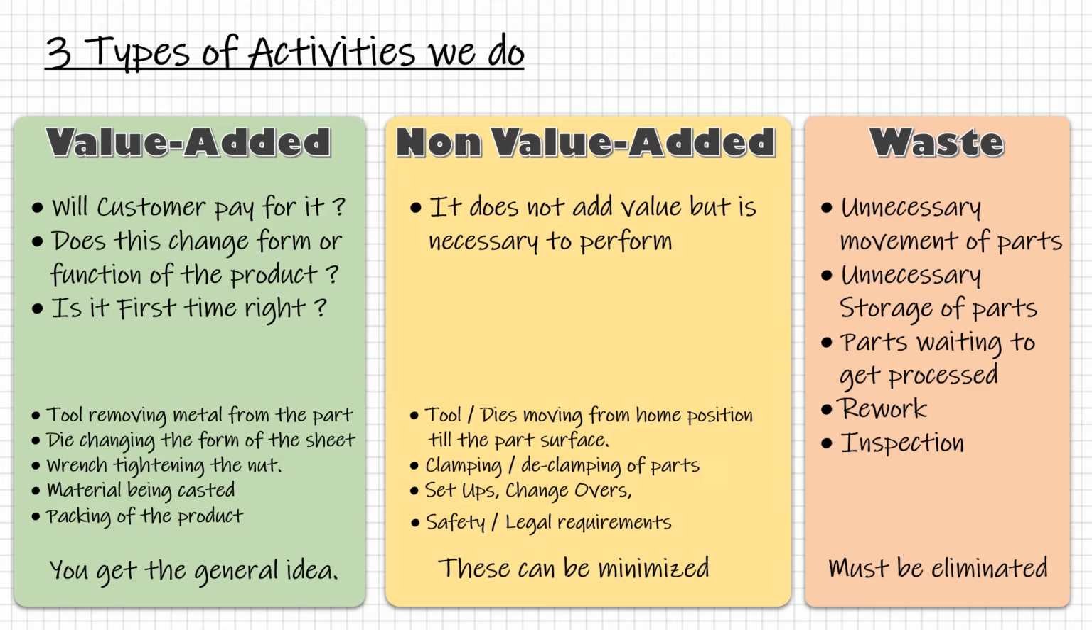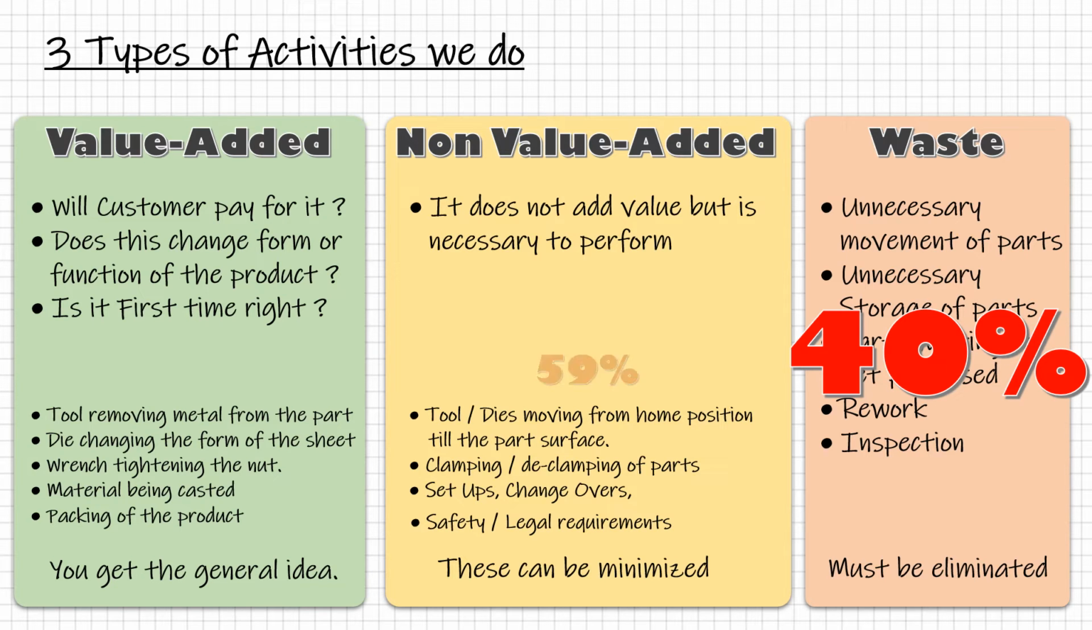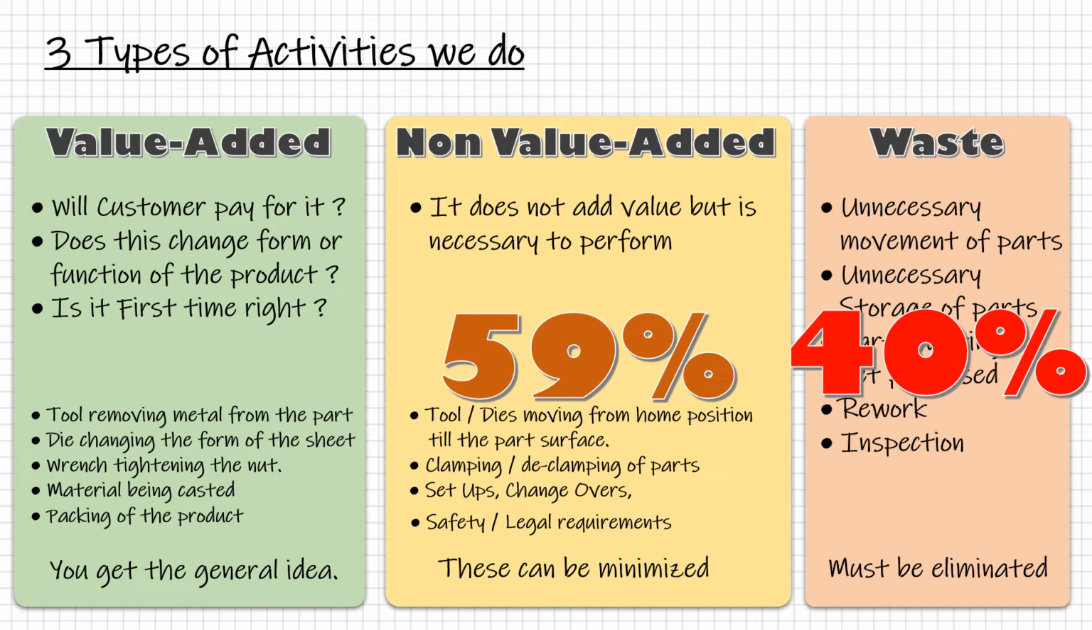Just to make sure that our allocation is correct, consider that in an organization, generally 40% of the activities are waste, 59% activities are necessary, and 1% is value addition. So if you are offset by a good number, you might need to reconsider the distribution.